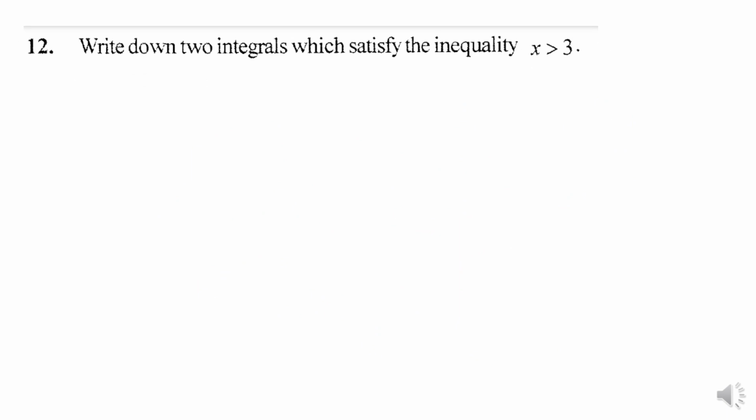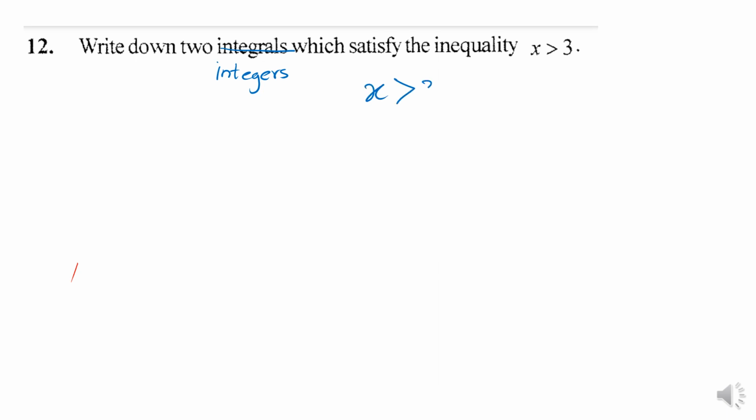Write down two integrals which satisfy the inequality x. Actually this has a problem with this question. This should be integers, not integrals. You know, integrals are not discussed in O level, so this is about integers. So we have to take integers, right? Write down two integers which satisfy the inequality x greater than 3.